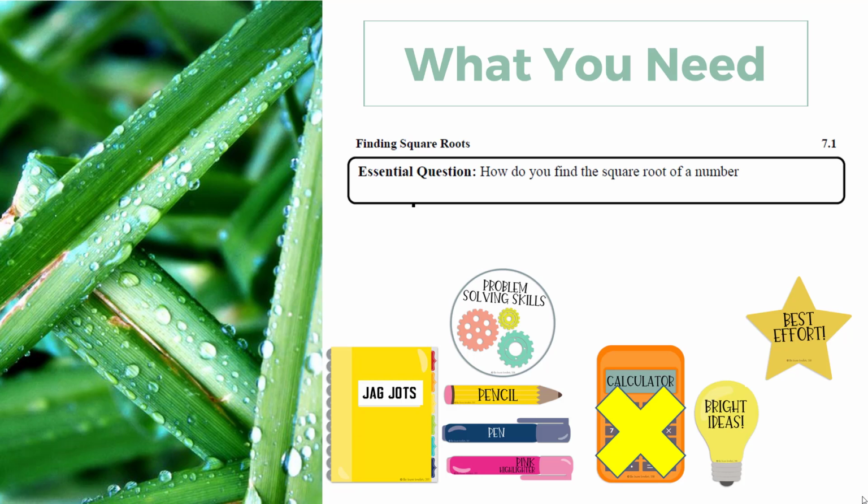Today you'll need your Jaguar Jots, a pen or a pencil. You may find a highlighter helpful. You need to bring your bright ideas, your best effort, and always bring your problem-solving skills. This time you need to leave your calculator behind, but you might want to bring with you a multiplication table if your multiplication skills are not that strong.